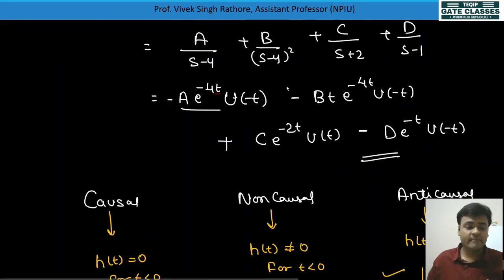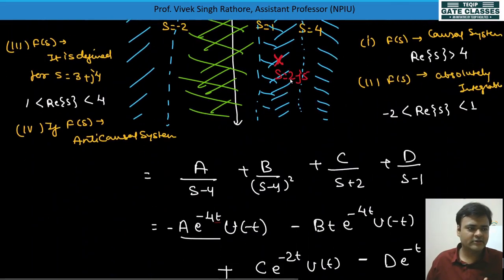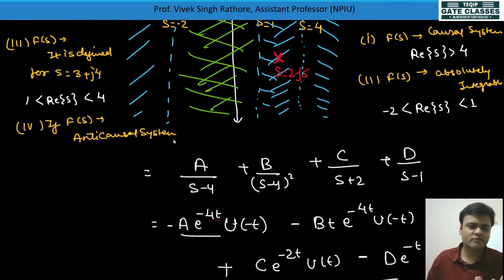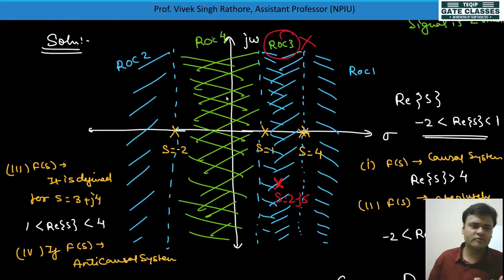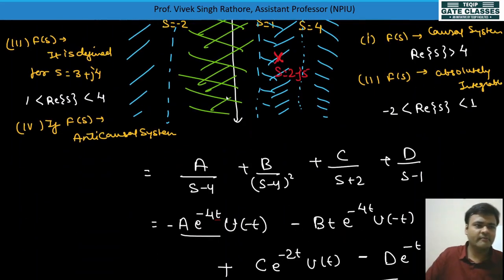Okay, impulse response. So now what I was asking: if f of s is to represent an anti-causal system, which ROC should be taken? You will tell, sir, anti-causal means totally left-hand sided, so ROC number 2 will be considered. It means that the real part of s is less than minus 2.